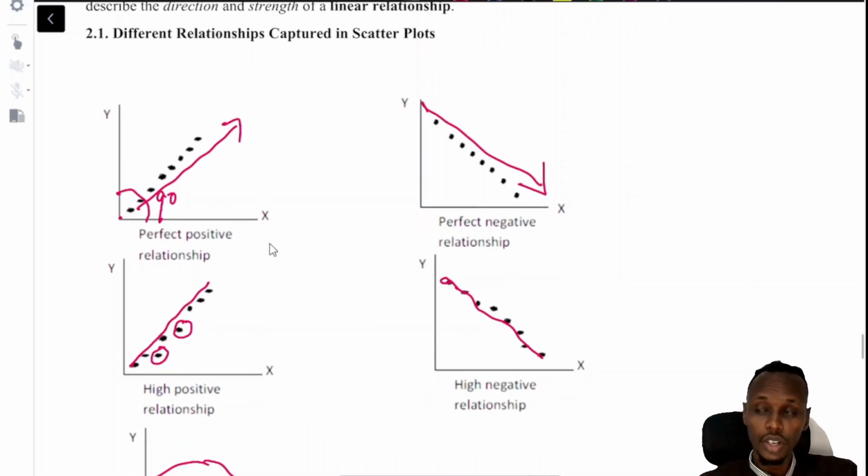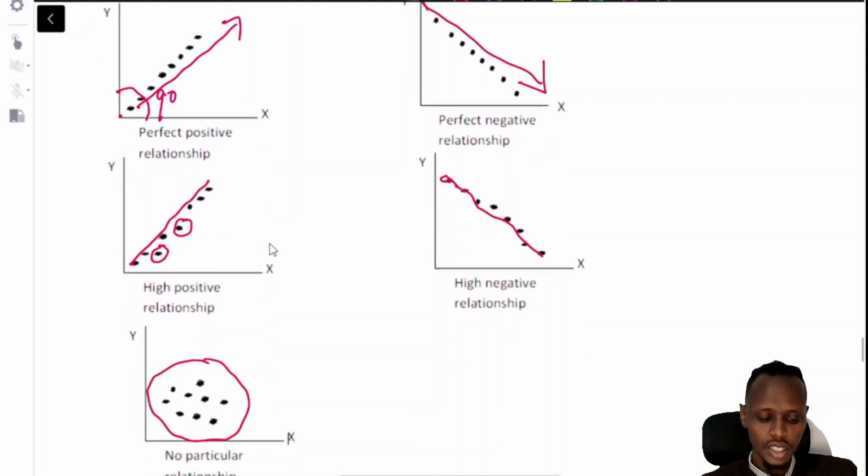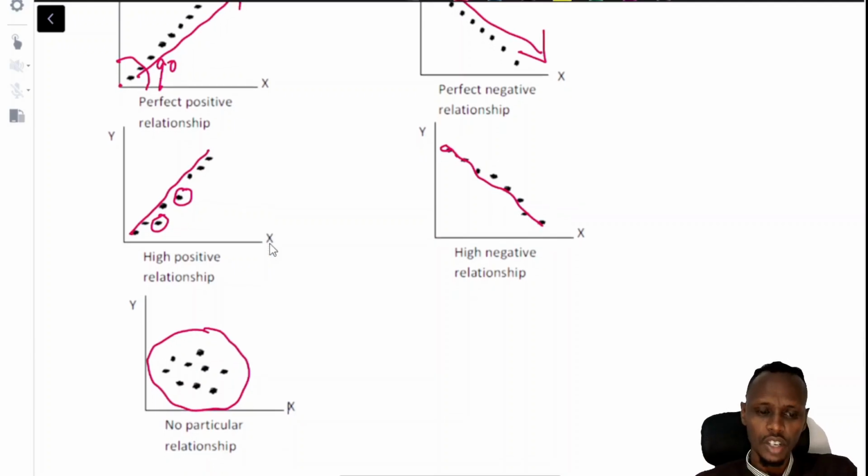So, different types of relationships. The first is perfect positive relationships, which I will explain later. The second one is perfect negative relationships. The third one is high positive relationships. The fourth one is high negative relationships. And lastly, no particular relationship. For each one we will give an example.